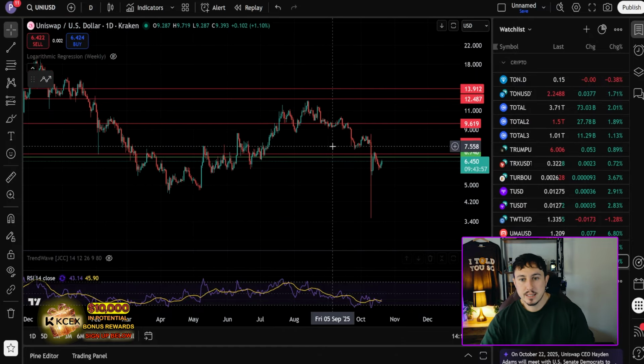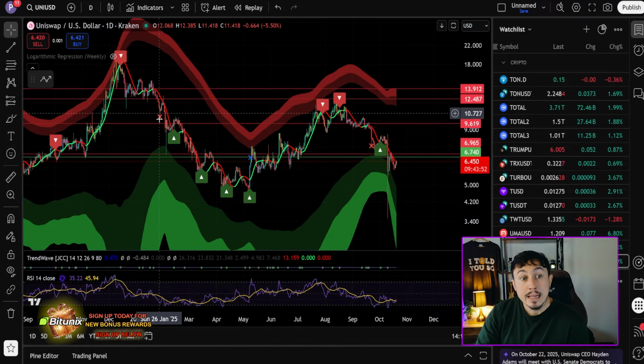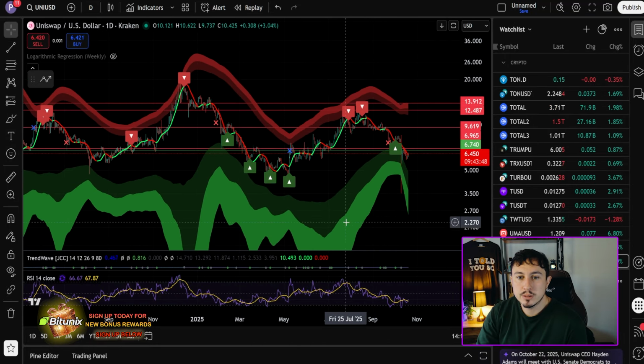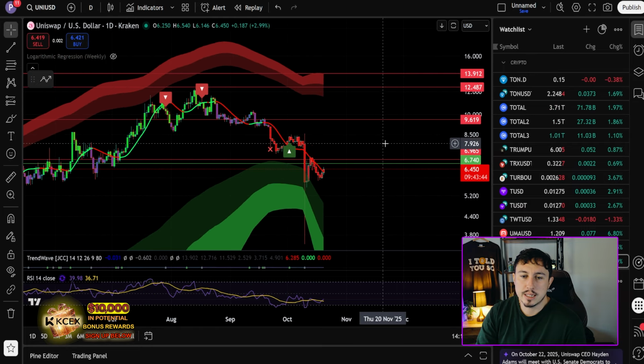If I remove the indicator, that's how it looks. Pretty bland. If I add the indicator, it shows you. Here we can see TrendWave again. So you've got the top and bottom ribbons, green and red. And in recent times, yeah, it actually looks like it's been doing all right.